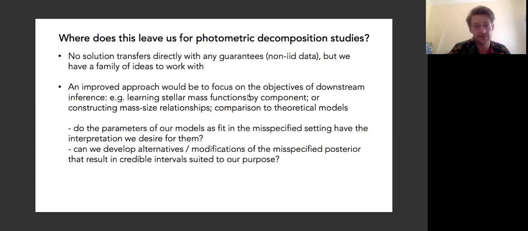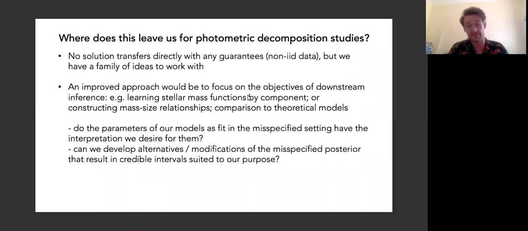What I think we need to do to perhaps improve or increase the value that we're getting from photometric decomposition studies is to focus on what the objectives of our downstream inference are. So we're going to learn these parameter values for bulges and disks, but we first need to think about what we are actually going to use them for. So for example, are we going to learn stellar mass functions by components or construct mass-size relationships, or are we going to make a comparison to theoretical models?